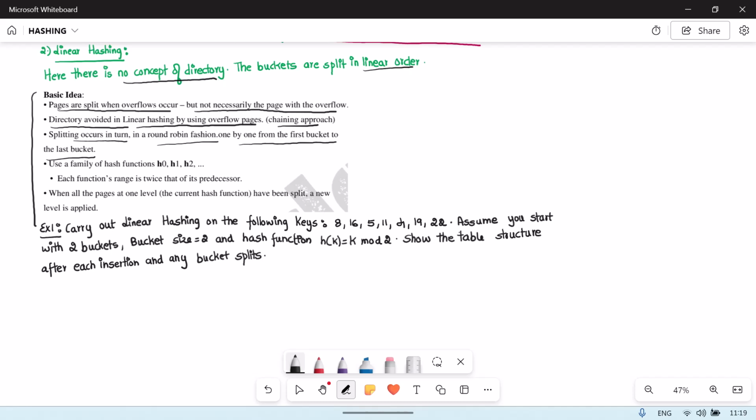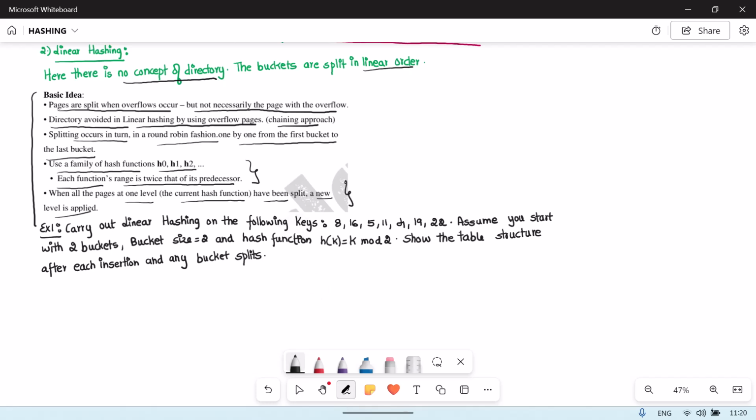to the last bucket. Use a family of hash functions h0, h1, h2. Each function's range is twice that of its predecessor. I will explain this. Okay, this will be very important in solving the problem. And when all the pages at one level, with the current hash function, have been split, a new level is applied. These 2 points are very, very important.